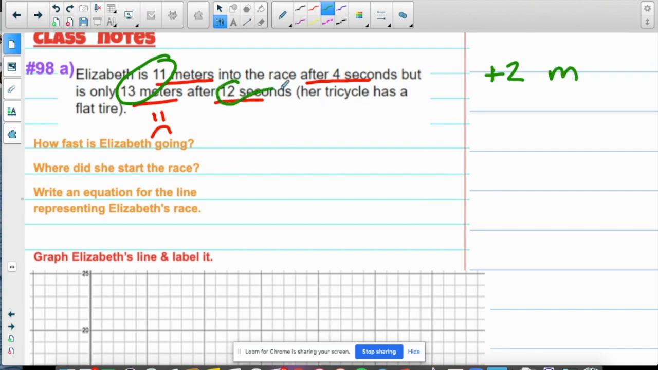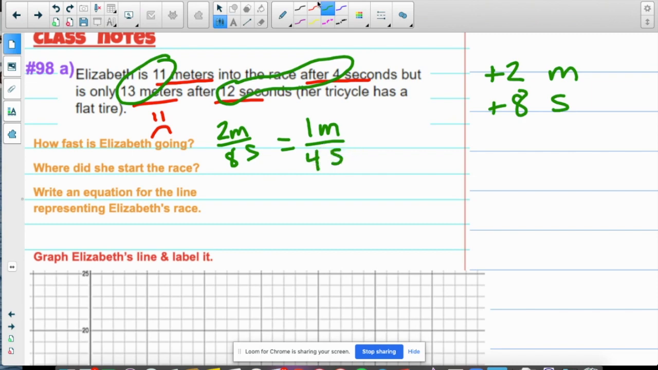And from 4 to 12 seconds, she gained 8 seconds. And if we think about how we represent a rate, it is always going to be meters per second, or miles per hour, or kilometers per day. So her speed is going to be 2 meters every 8 seconds, but I can simplify that, which is going to help us once we graph. So that simplifies to 1 over 4. And I'll show you how I got that. All I did was divide the top by 2 and the bottom by 2.